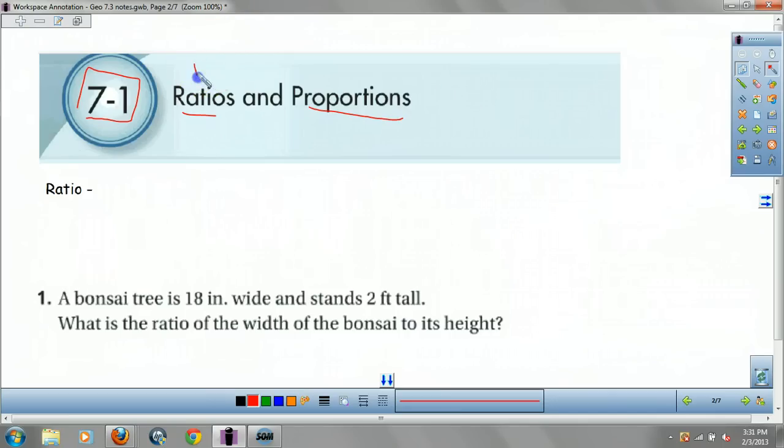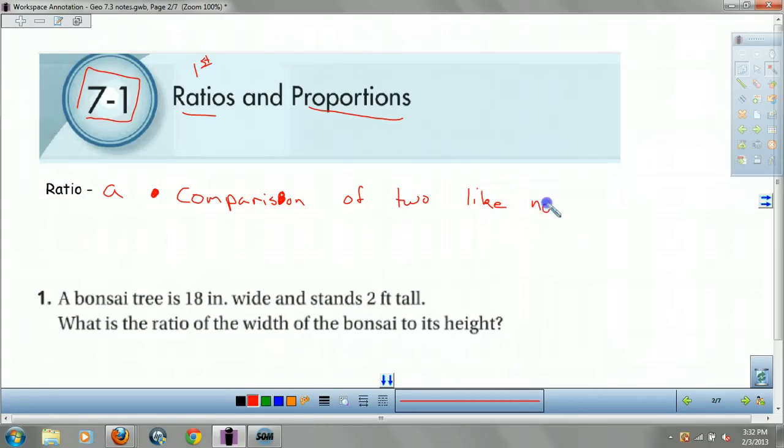I guess first things first, let's learn what a ratio is. Okay, a ratio is a comparison of two like numbers. Okay? Might as well write it out.